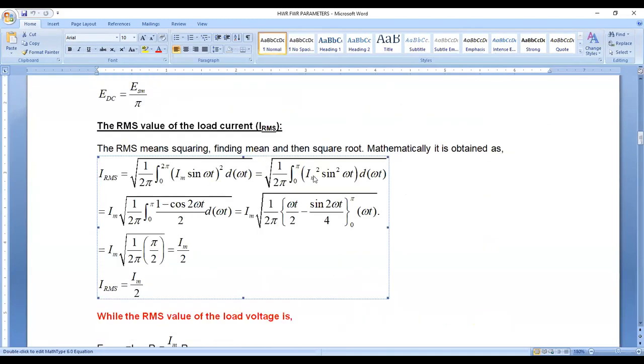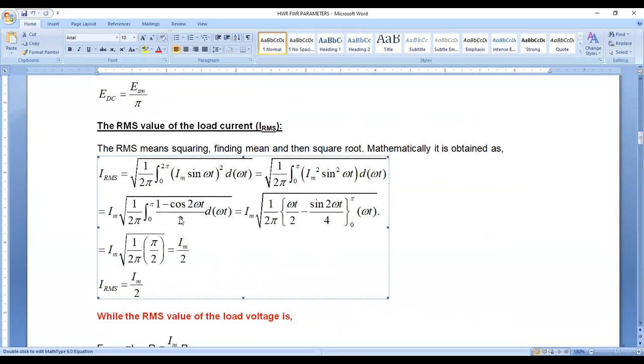That is 0 to pi Im sin omega t whole square. The formula is Im sin omega t whole square. So that's why it is Im square sin square omega t into d omega t. Okay. Now integrate this part with respect to omega t. Before integrating, write this in terms of cos: 1 minus cos 2 omega t by 2, using the mathematical identity. Now integrate this part and apply the limits. Then you are going to get the result as IRMS is equal to Im by 2 only.